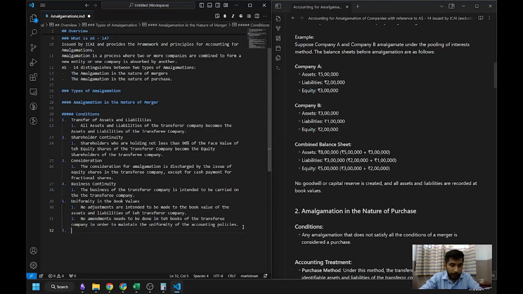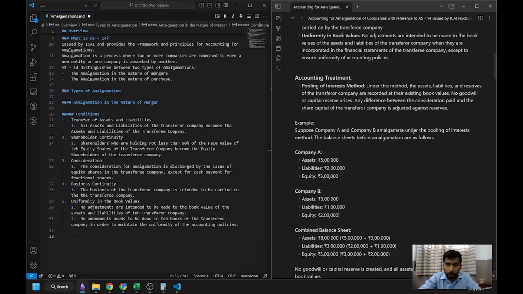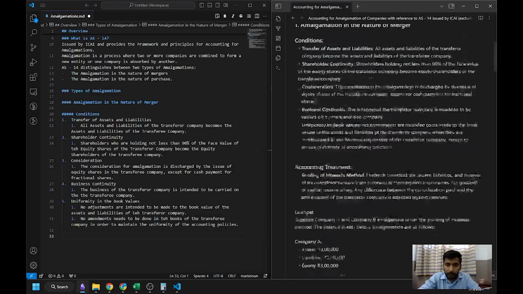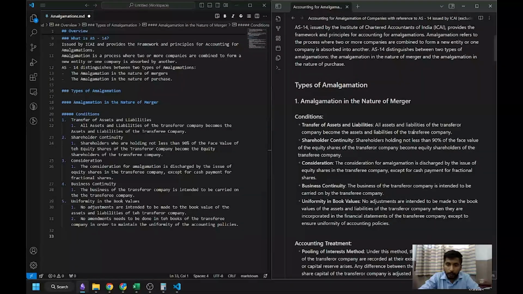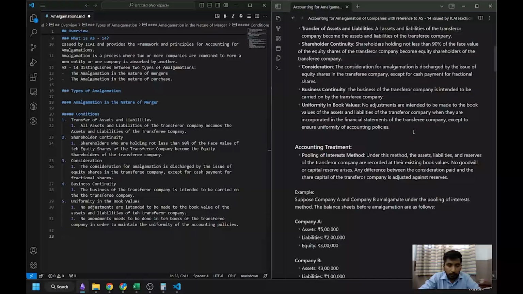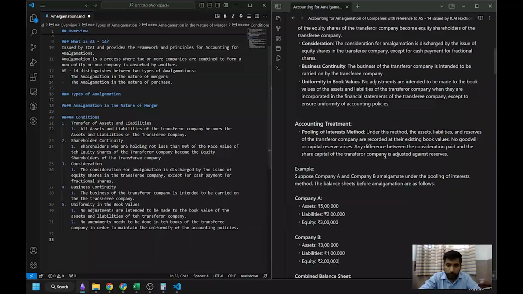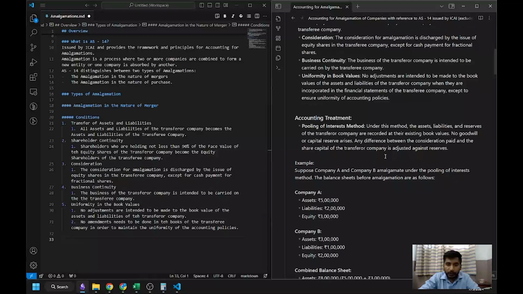In this video, let us just conclude and learn about the accounting treatment of the pooling of interest method in the nature of merger. Basically, in the case of the nature of merger, the very first method for the accounting is the pooling of interest method.